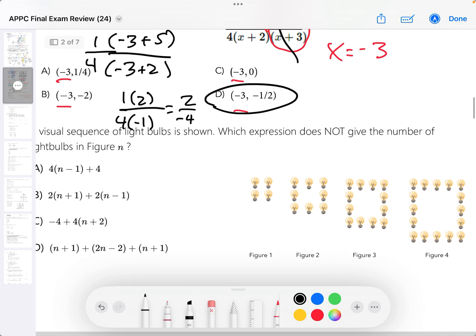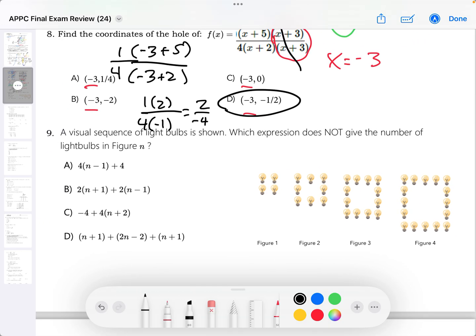All right, here's another one, visual sequence of light bulbs. Which one does not give the number of light bulbs in this one here? So you're gonna have to think a little bit here as you go through. Mainly, I like to look at this and solve this here.